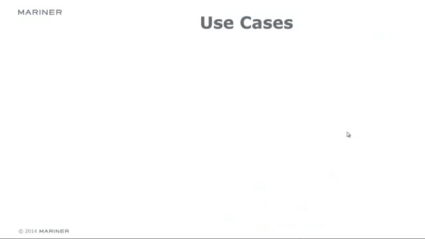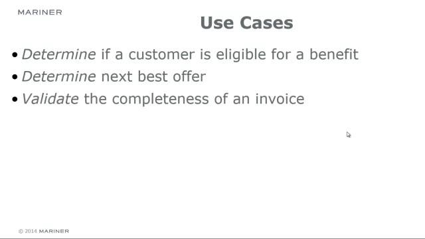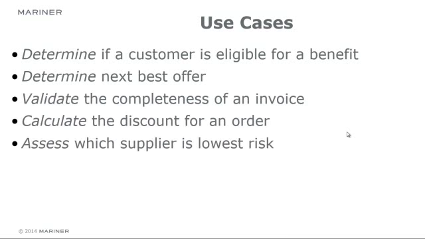Some of the sample use cases that come up when decision management solutions are talked about, the most common one is to determine if a customer is eligible for a benefit. Say you're applying for an insurance policy. These days you can get a response back in 5 minutes because there's a decision management solution behind the scenes, firing off certain rules and evaluating if you're eligible for insurance. Determine the next best offer from a marketing perspective. Validating the completeness of an invoice, calculating discounts for an order. The next one's interesting. Assessing which supplier is lowest risk. So the risk aspect of this is a pretty complicated subject. How do you calculate the risk? A credit score is like a risk score, essentially. So there's an analytic component to this, and based on that risk score, your decision management solution can fire off a certain decision.